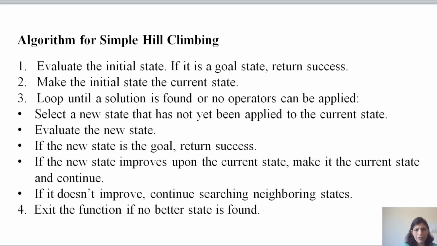Evaluate the new state. If the new state is the goal state, then return success. If the new state improves upon the current state, make it the current state and continue. If it doesn't improve, continue searching neighboring states. Exit the function if no better state is found. Means we have some values and among them we have to find one better than the current. If we don't find a better one, then we will remain on the previous one.